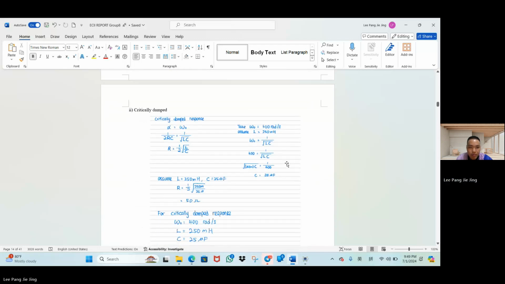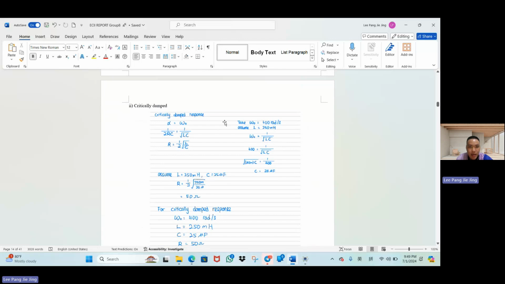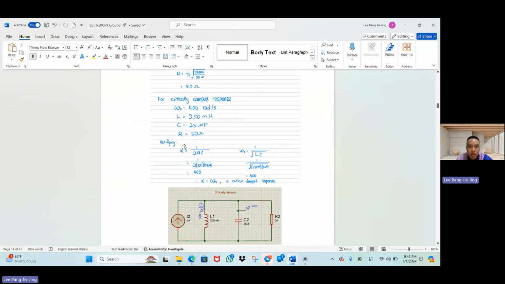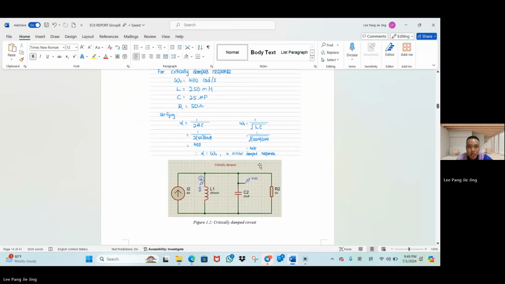The next one is the critically damped. This is the manual calculation, and then we get this result for the critically damped response. So we verify it, and we will show that this is a critically damped response. This is the critically damped circuit.